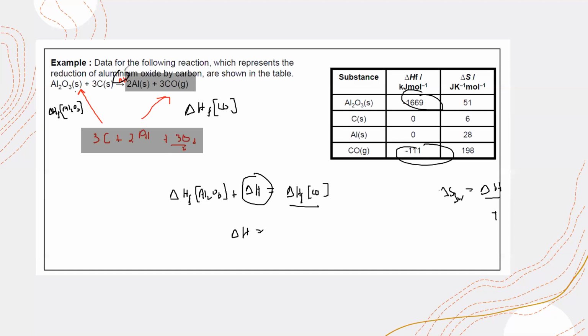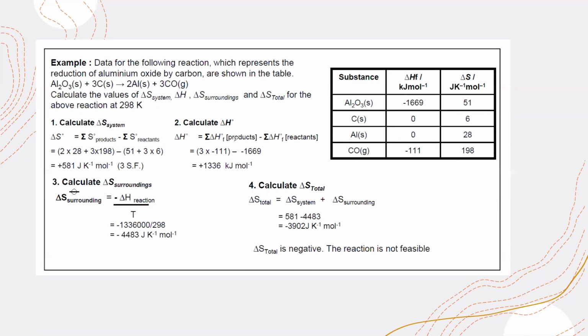Because first, to calculate the entropy of the surrounding, we should know the enthalpy change of the reaction. Formations are given, so that's why we add another link, that is element. After getting the enthalpy change of this reaction, which is 1136, we calculate the entropy change of the surrounding: minus delta H by T. So we have the delta H, we substituted the value, and temperature should always be in Kelvin, so 298. So we divide, we get the entropy change of surrounding. And total entropy is system plus surrounding. So system was 581 and the surrounding was minus 4483.